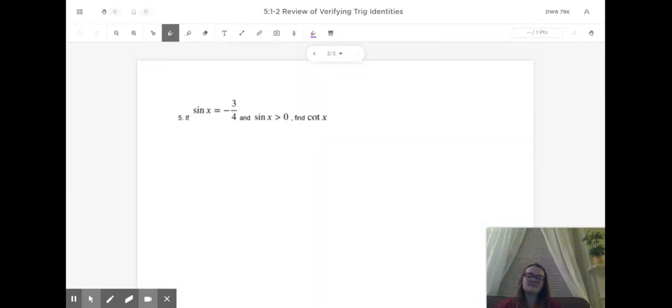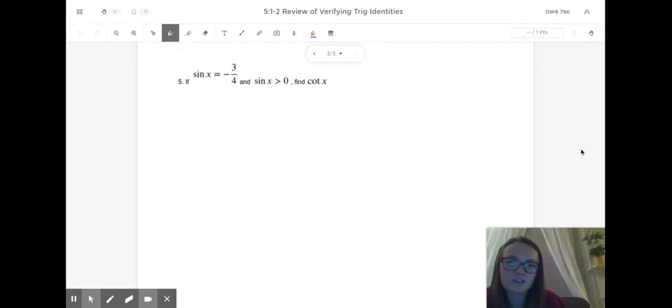All right, if sine of x is equal to negative 3/4 and sine is greater than 0, find cotangent of x. This is a review. We've been working on this kind of problem all year. Sine of x, once again, sine is equal to opposite over hypotenuse. So I'm going to draw a triangle.